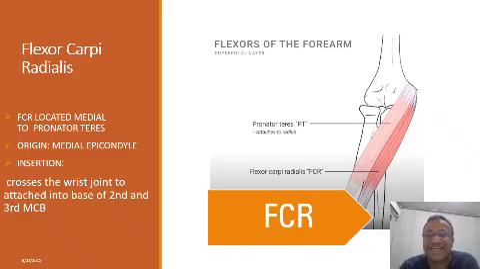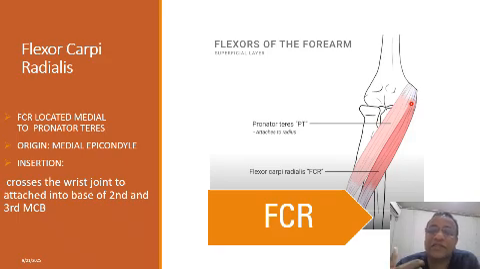The second muscle is flexor carpi radialis, abbreviated as FCR. This muscle also originates from the common origin at the medial epicondyle of the humerus. All three flexor muscles have a common origin. It originates from the medial epicondyle, and its fibers run inferiorly and laterally.